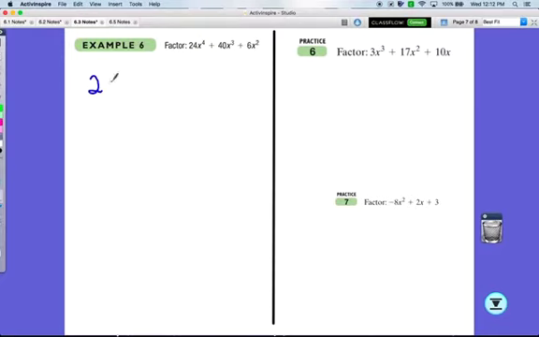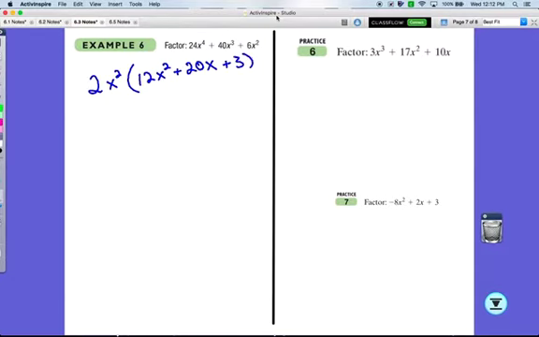So if I factor out 2 and x squared, that leaves me with 24 divided by 2 is 12. X squared away from the x to the fourth gives me x squared. All right, 40 divided by 2 is 20. So 20. I take x squared out of the x to the third, that leaves me with x. And then 6 divided by 2 is 3. And I took the x squared away.